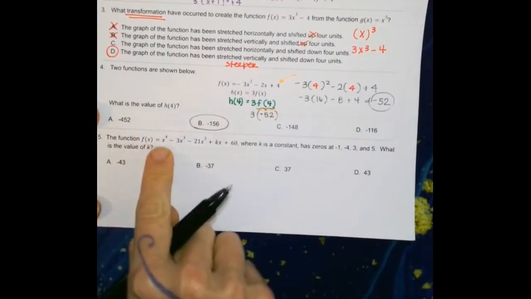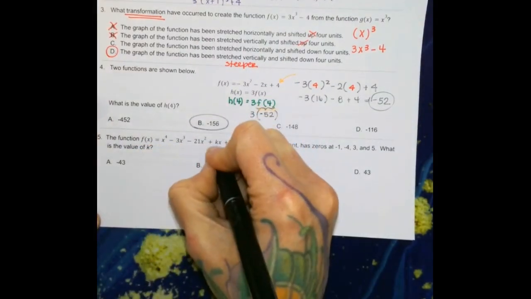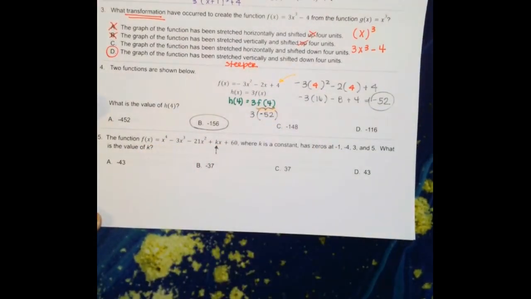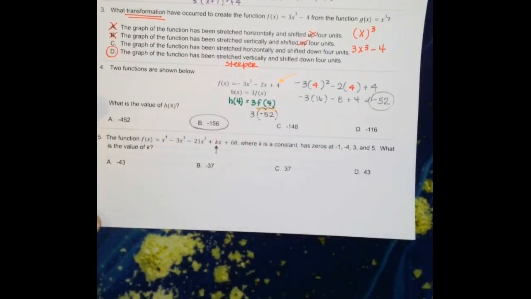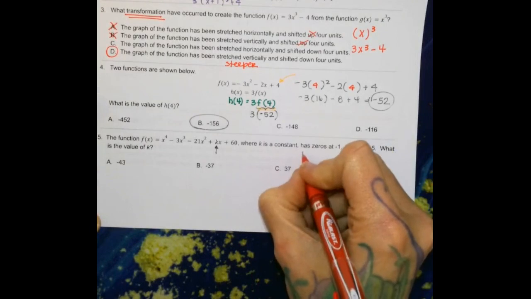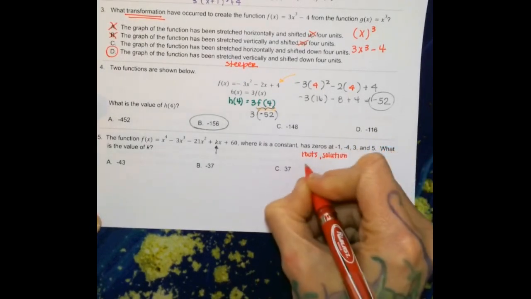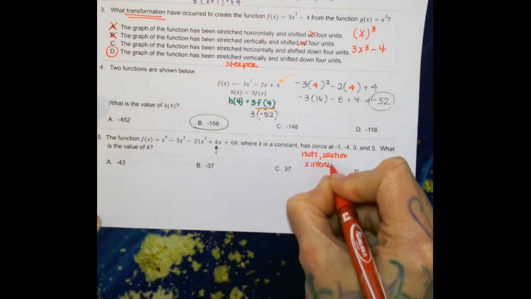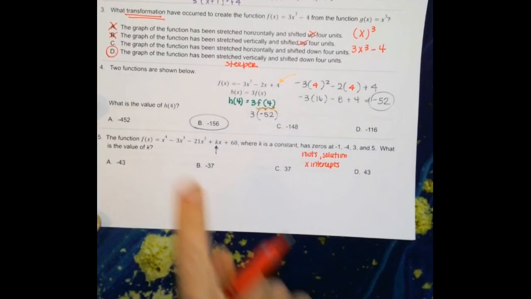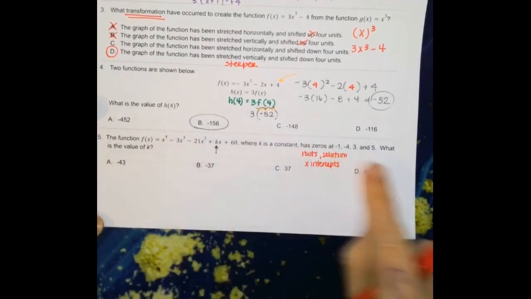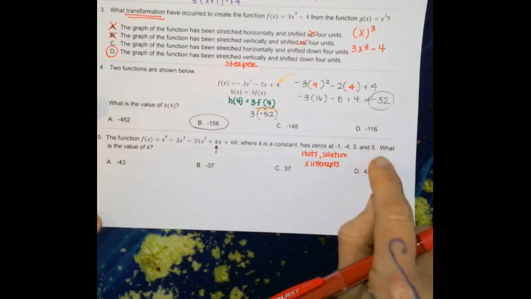The function, we have x to the 4th power, all the fun things. There's a k in there. Notice when there's a k there, where k is a constant. They have zeros, so remember zeros are also roots, solutions, and x-intercepts. All those words can be used interchangeably. That means that the output is going to be 0. This graph is going to cross at -1, -4, +3, and +5.